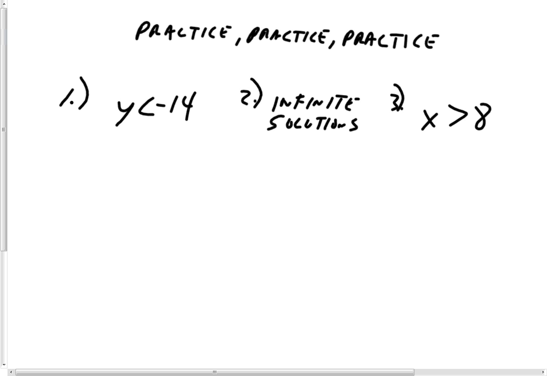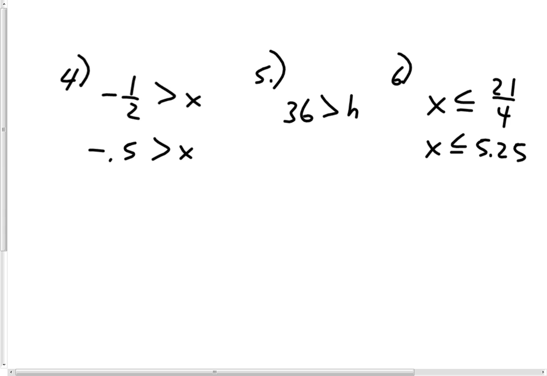Practice, practice, practice. We had y less than negative 14. We had infinite solutions. And we had x greater than 8. Four, 5, and 6. It's okay to have decimals. By the time we reach the end of the year, all of your problems will be decimal and fraction problems. There aren't very many problems in real life that are whole numbers. If you had negative 1/2 or negative 0.5, both are correct.